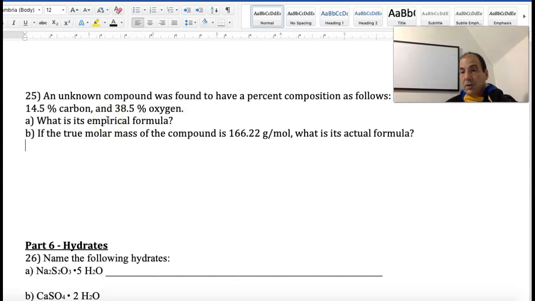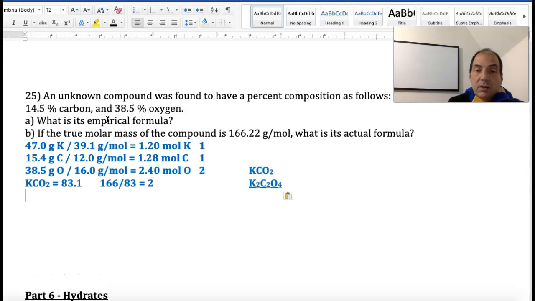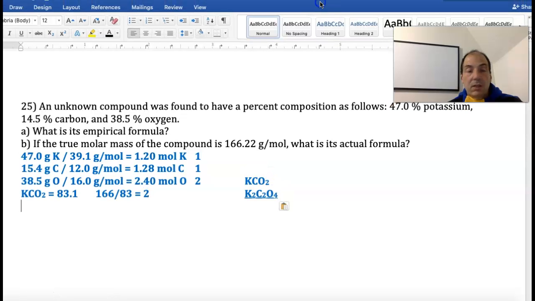All right, if you're going on, I hope you actually tried it, and I hope that you found out it was K2C2O4. Okay, we had 47% potassium, which is kind of covered up by me, 14.5% carbon, 38.5% oxygen, so I made those grams. I divide by the molar mass of the elements, and then I simplified by dividing by the smaller number, so I divided by 1.2. This one was a little rough, sometimes there's a little bit more round off. It's all good. So we had a 1 to 1 to 2 ratio, meaning that our empirical formula is KCO2.